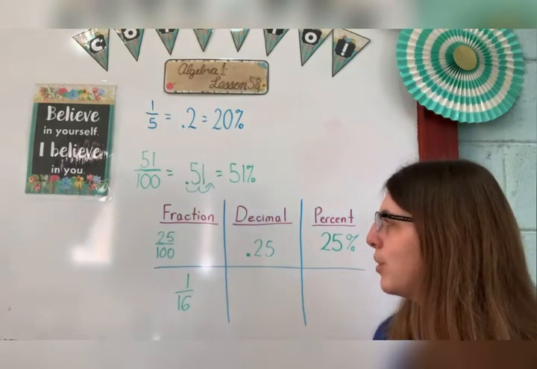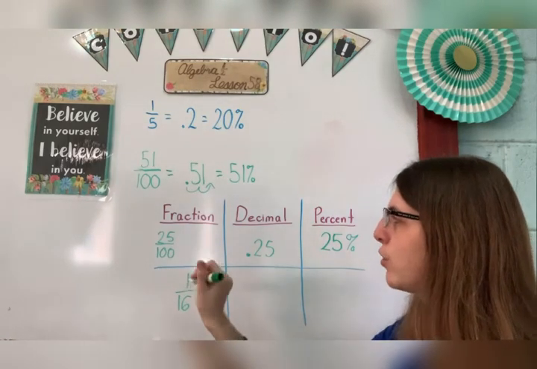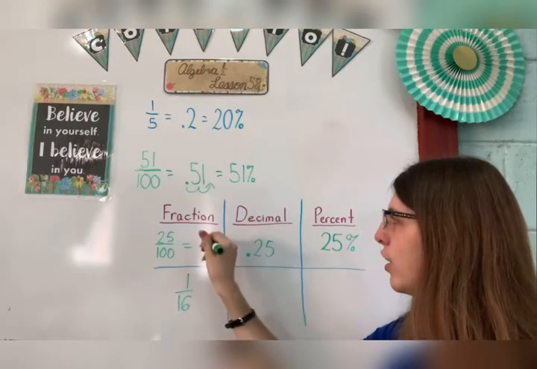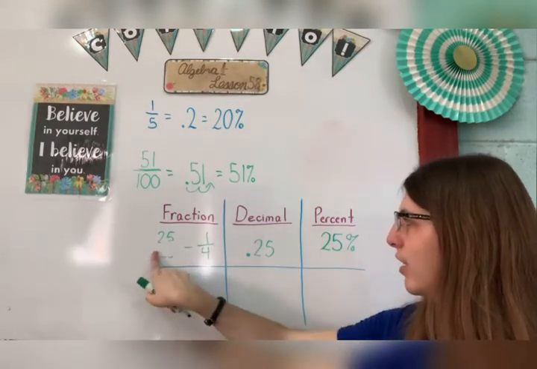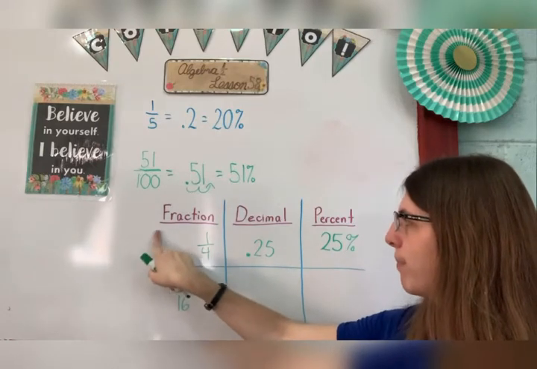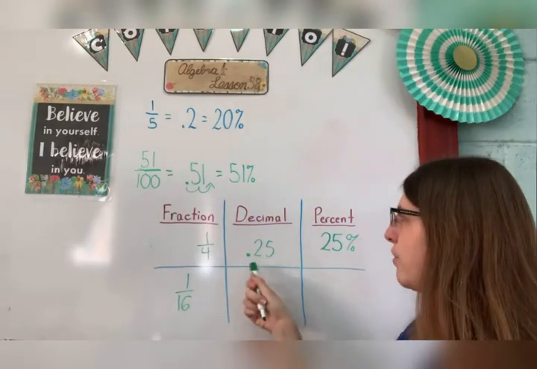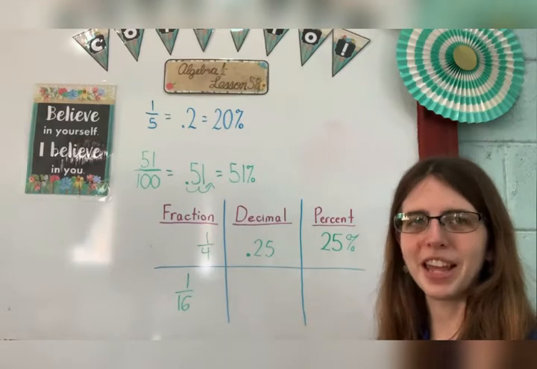So I have to reduce. I can reduce 25 over 100 to 1/4. So that is my final answer, 1/4. So 1/4 is 0.25, which is 25%.